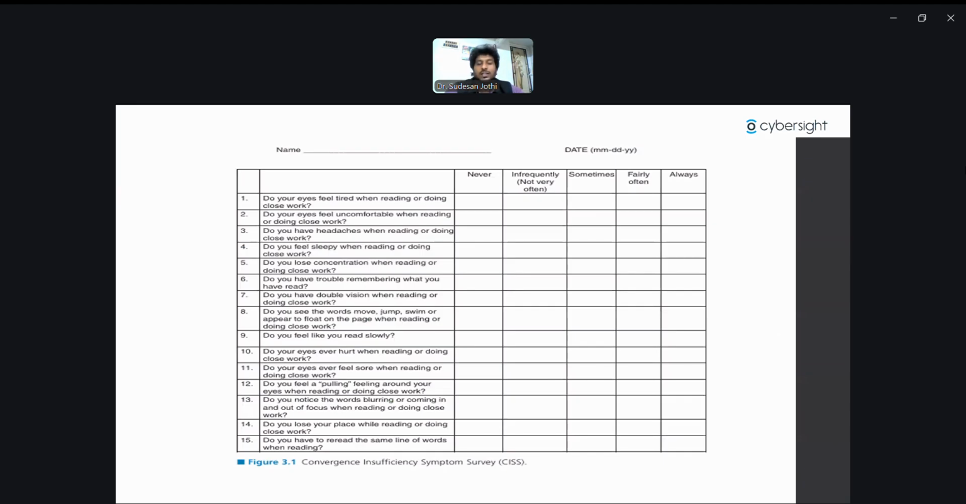And this is a CSI score. It is very useful. It's a symptom questionnaire, very useful in therapy.